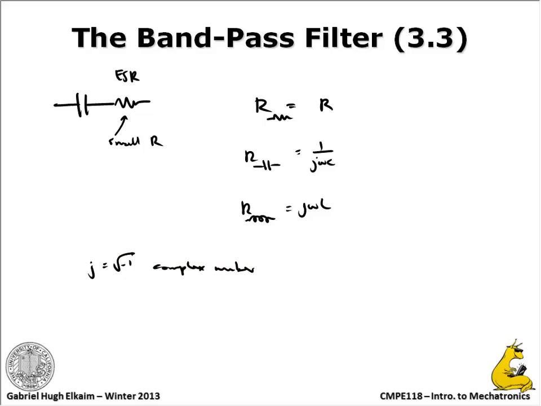The reason we use J and not I in electrical engineering is because I is always the current. And so therefore you use J instead of I, because otherwise you get a little confusing.